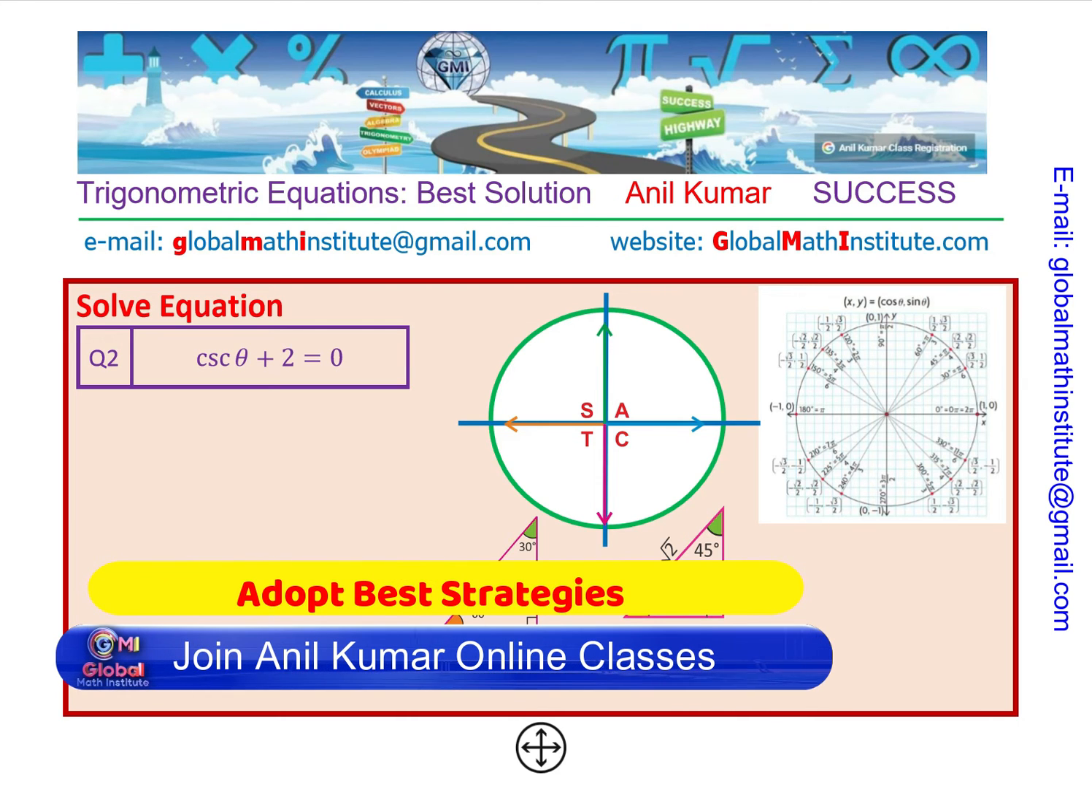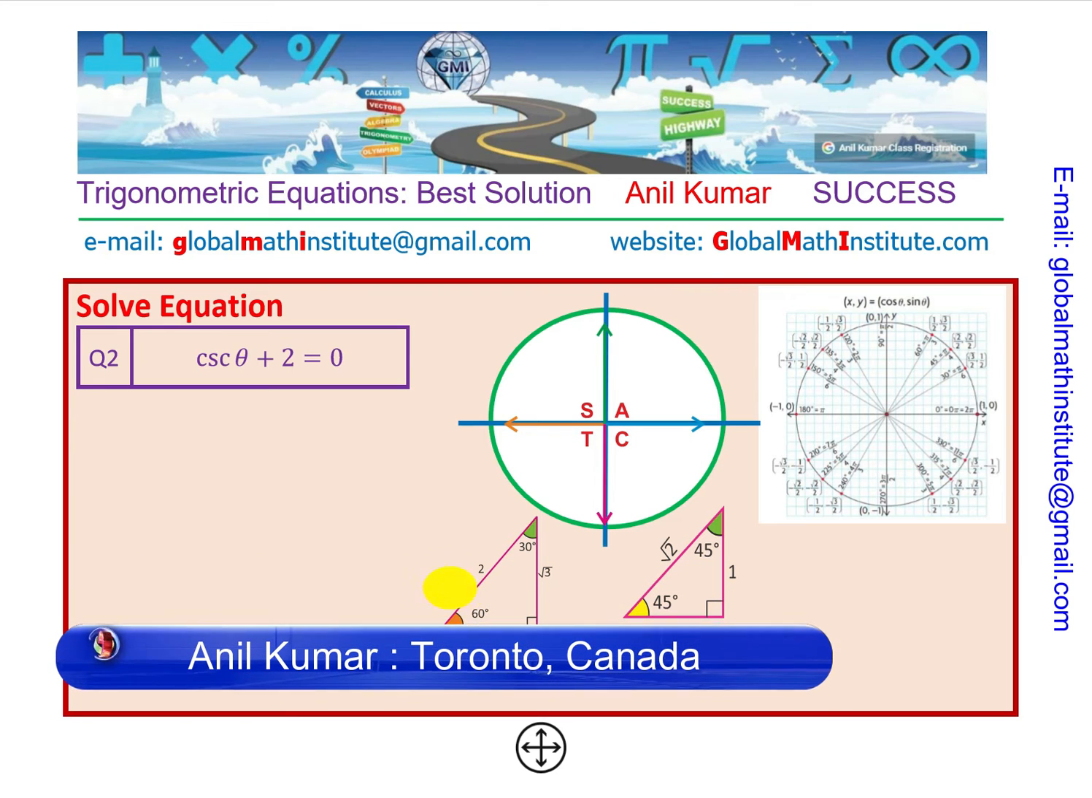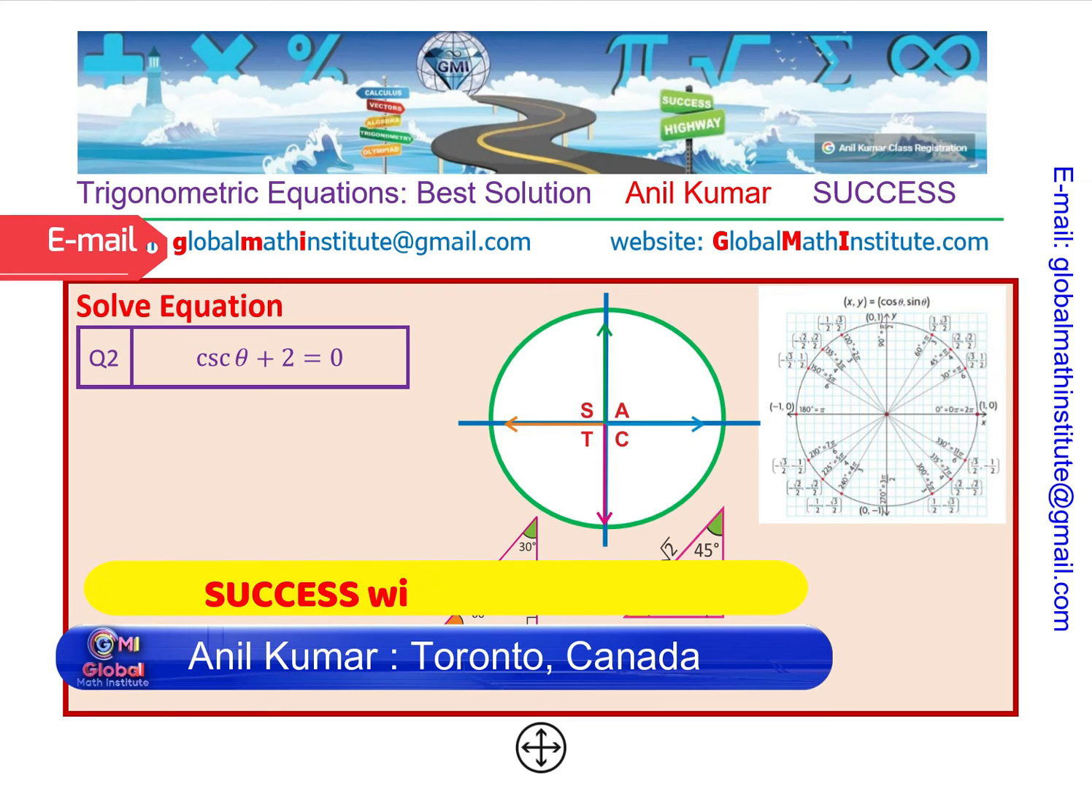Here's another question. Cosecant theta plus 2 equals 0. Use the method of your choice, and then let's see again which is better.